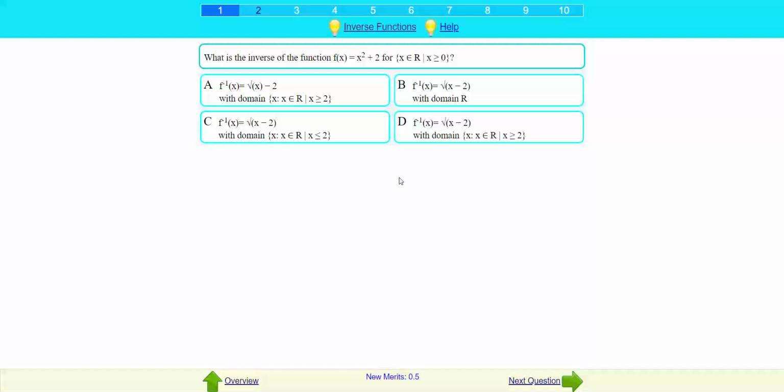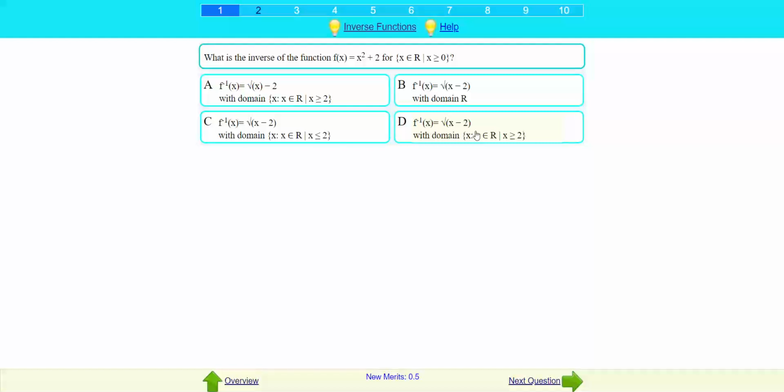Next question. What is the inverse of the function f of x? Let me check if we can actually use an account and keep track of our progress. I'm not sure. Well, since we've started this, let's just finish this and then I'll explore this in my own time later.